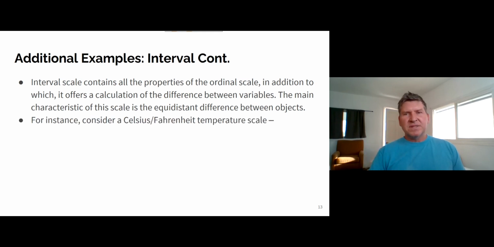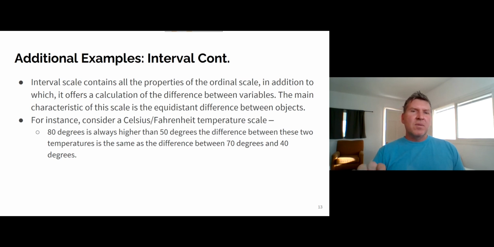For example, Celsius and Fahrenheit. We can say that the difference between 80 degrees and 50 degrees, first of all, 80 is always higher, and the difference of 30 degrees is the same as it is between 70 and 40.